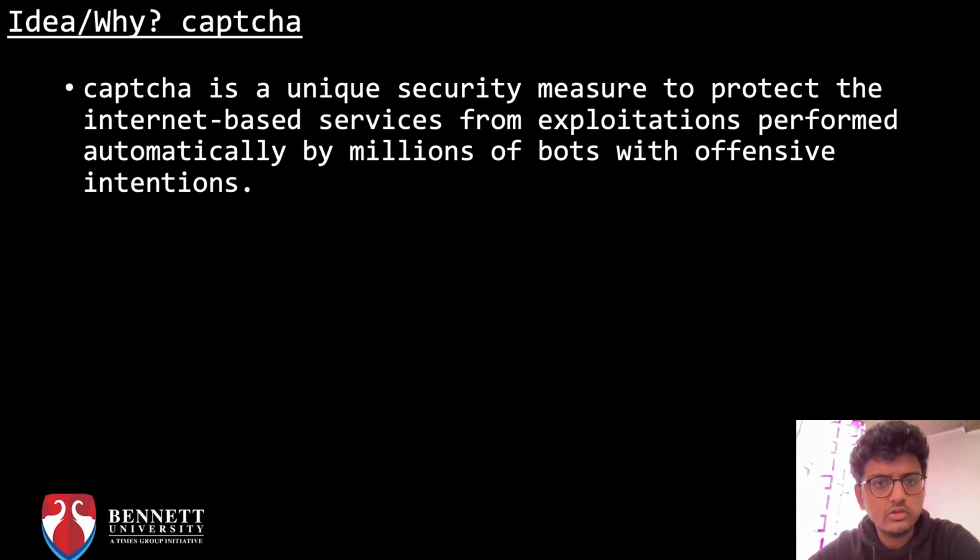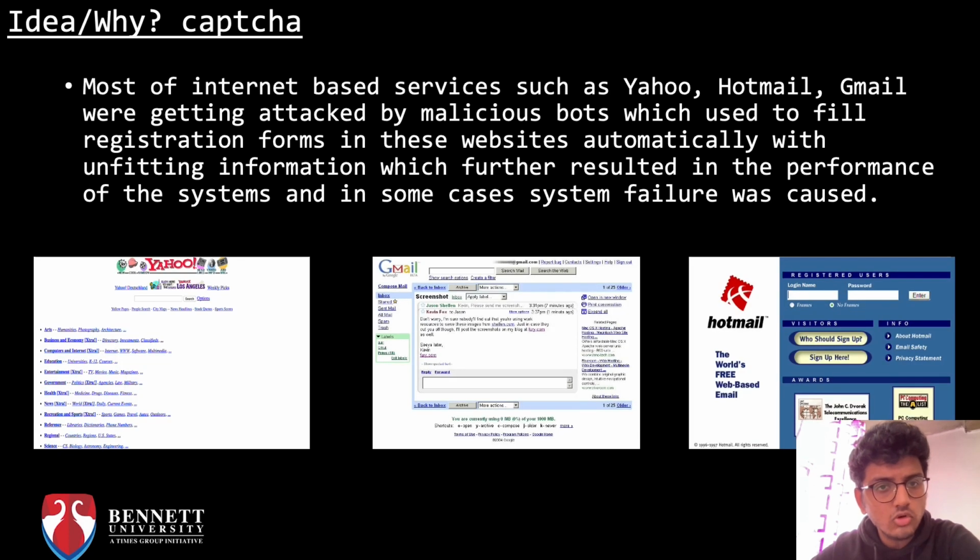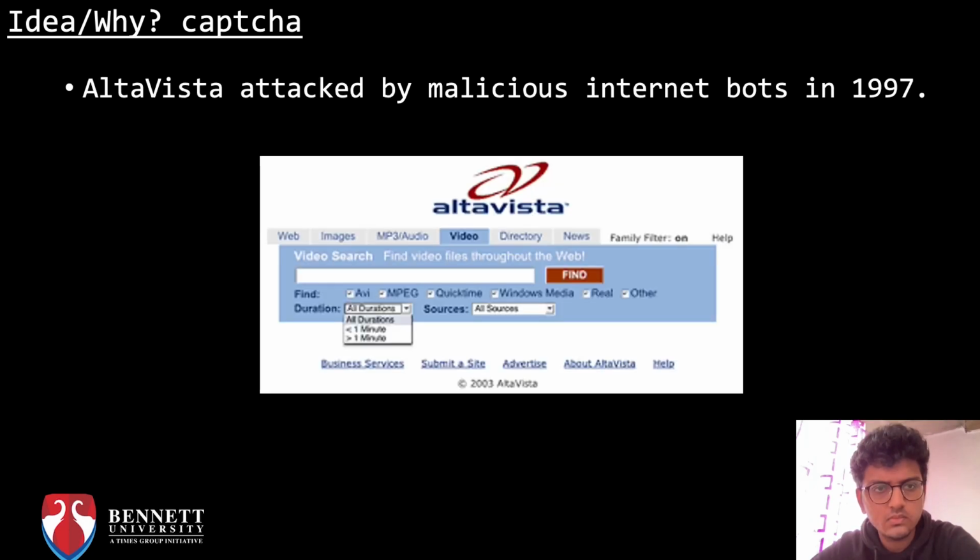The idea behind CAPTCHA. CAPTCHA is a unique security measure to protect internet-based services from exploitation performed automatically by millions of bots with offensive intentions. Most of these internet-based services such as Yahoo, Hotmail, and Gmail were getting attacked by malicious bots which used to fill registration forms on these websites automatically with unfitting information, which further degraded the performance of the system, and in some cases system failure was caused.